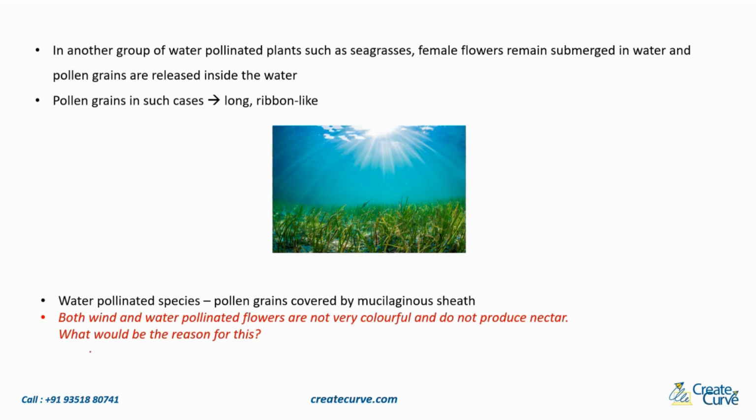Now, I have a question for y'all. Both wind and water pollinated flowers are not very colorful and do not produce nectar. What would be the reason for this? Any idea? Now we've just seen a couple of plants, right? They're just green and they look really dull and nothing very fancy about them, not colorful, not fragrant, whatever it is. So what do you think could be the reason for this?